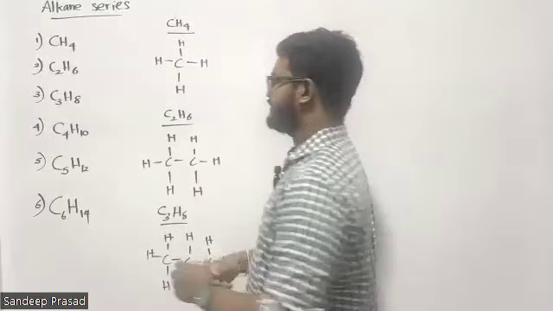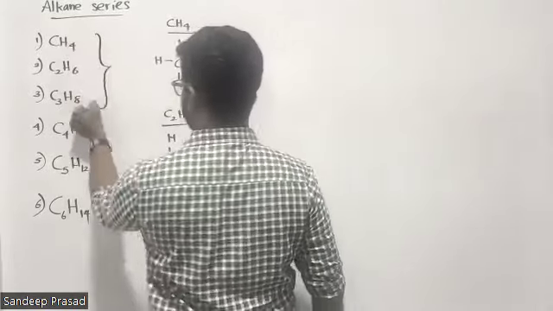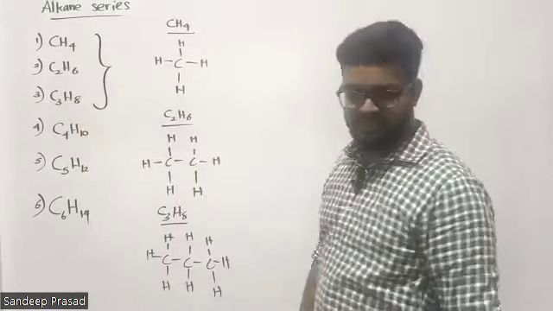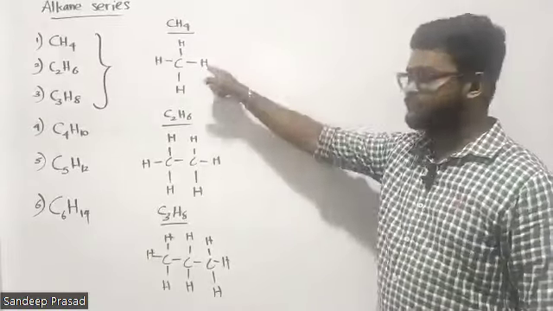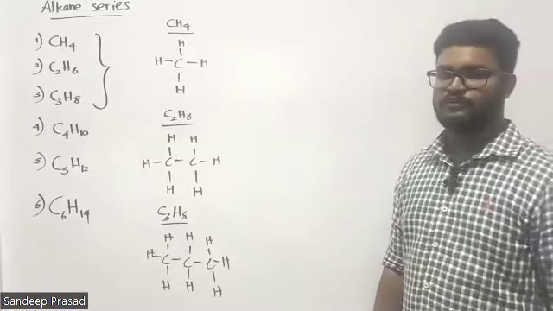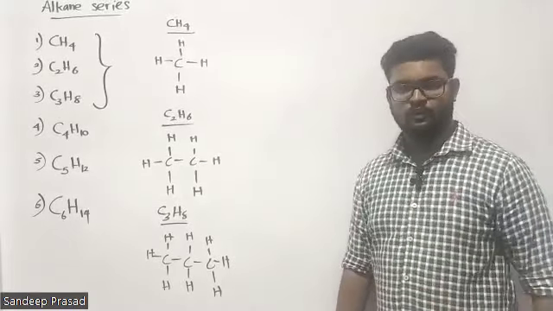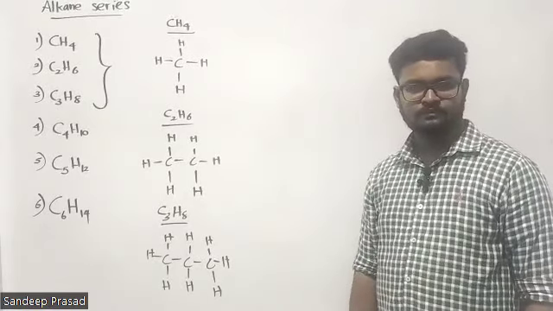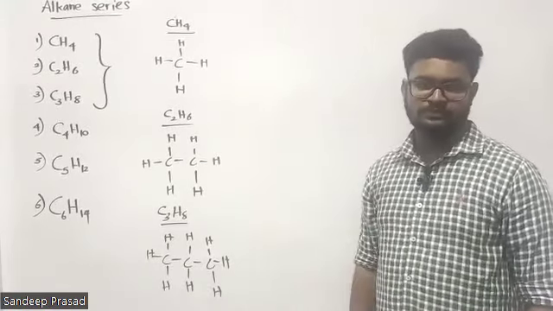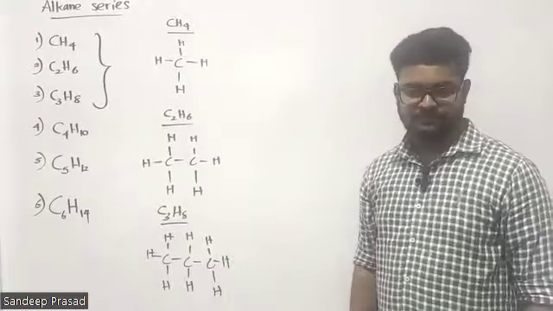But when you consider the first three alkanes in the alkane series, methane, ethane, and propane, we cannot draw any other structures in addition to the structure that we have drawn. We can draw only one structure. That means we have only one isomer for methane, ethane, and propane.